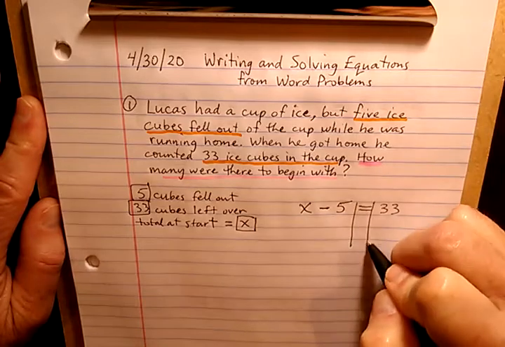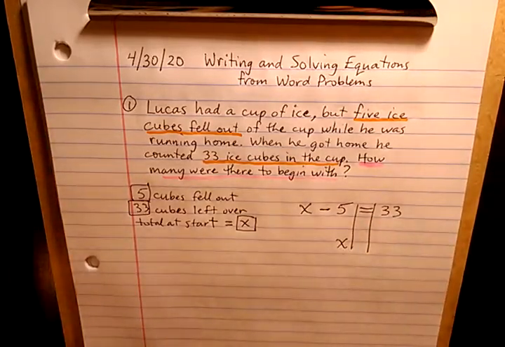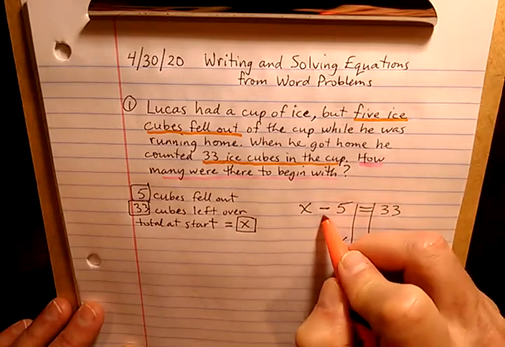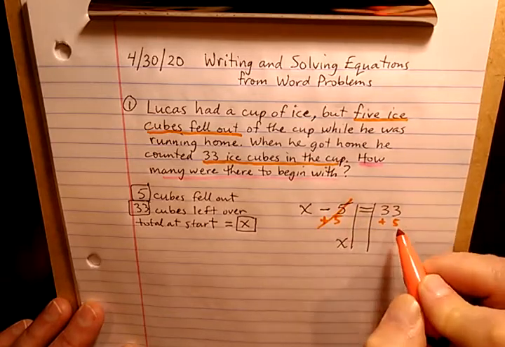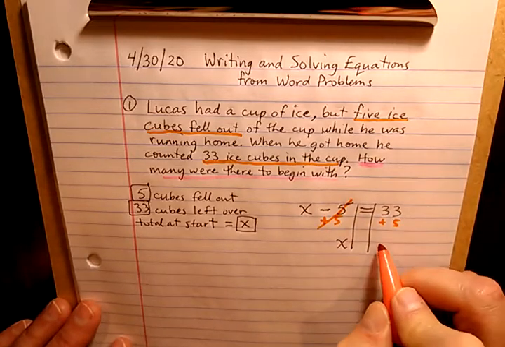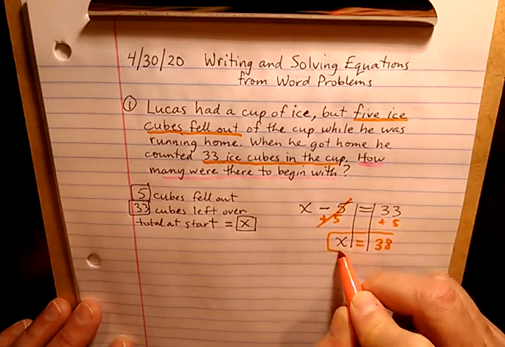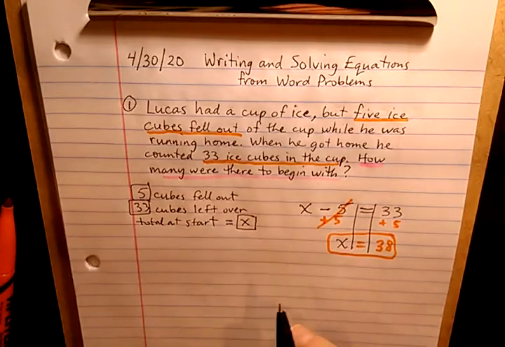Draw our train tracks. We need to find out what x is. Get x by itself by, let's see, making 0 pairs here. We have to add 5 and then add 5 here. So 33 plus 5 on this side is 38. So that means x equals 38. So if x is 38, that means total at start was 38.